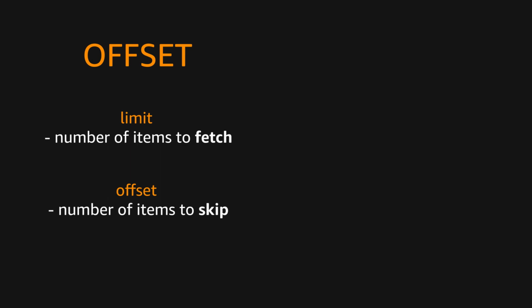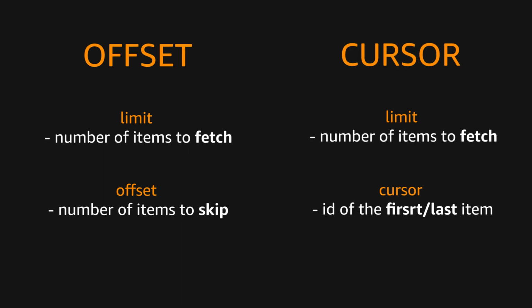So let's say if we have limit 10 and offset 100, it means that we want to download 10 items starting with the 100th one. That's how we usually do pagination if our API works with an SQL database. But for NoSQL databases like DynamoDB, we will use a different approach. We will have the limit variable as well, but instead of the offset, we will have the start key.